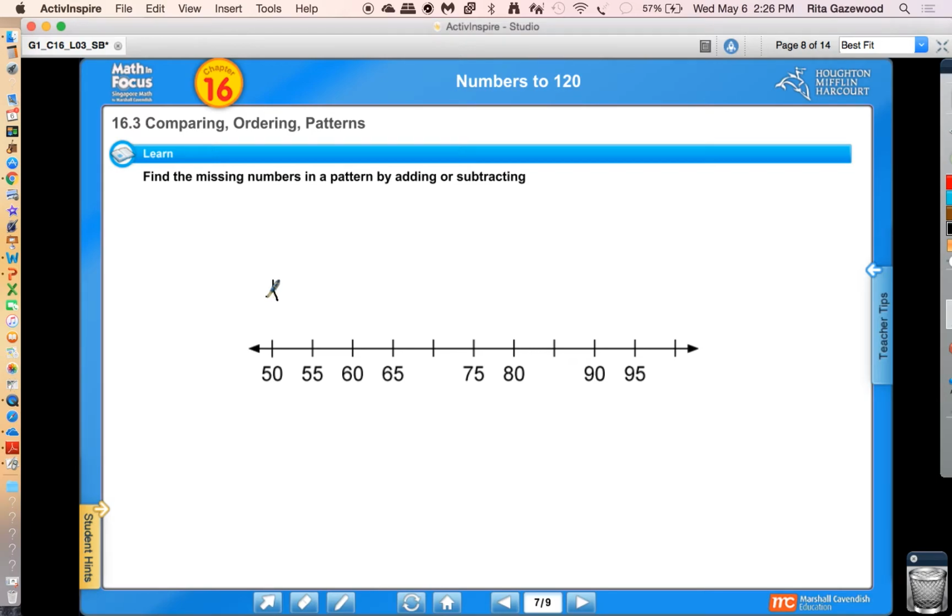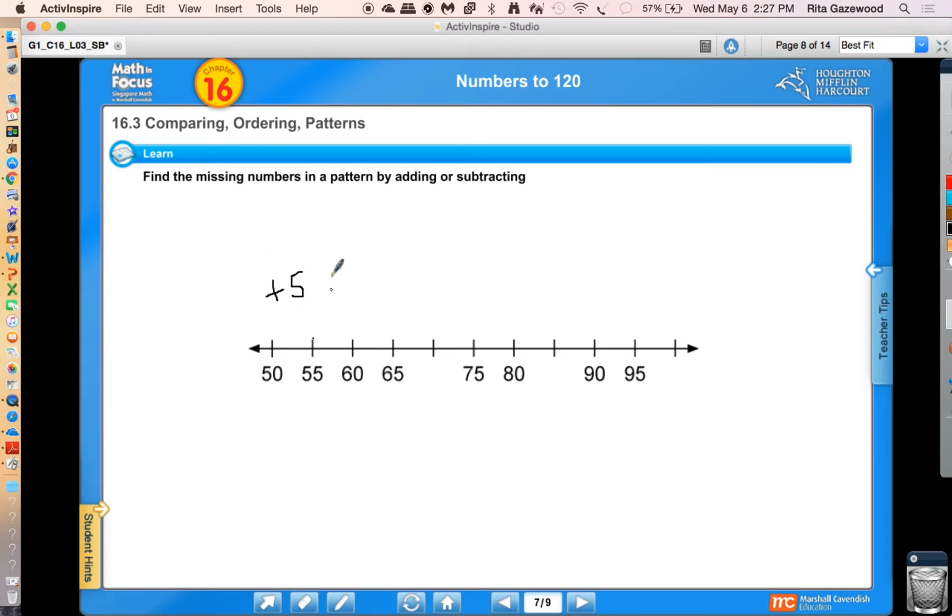So if we're going to figure out how much we're adding, we'll have to start with the first number and count up to the second number to find out how much we're adding each time. So help me do that. You grab the 50 and then you count up to see how many you add to get to 55. So grab your 50. 50, 51, 52, 53, 54, 55. So we added 5. So this is what we call an add 5 pattern.